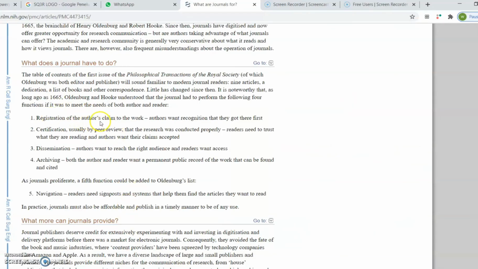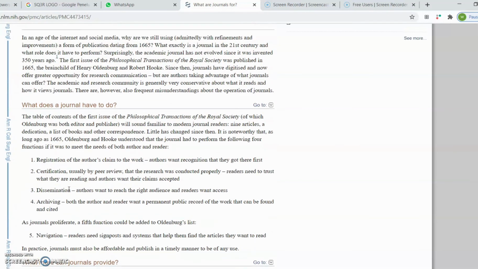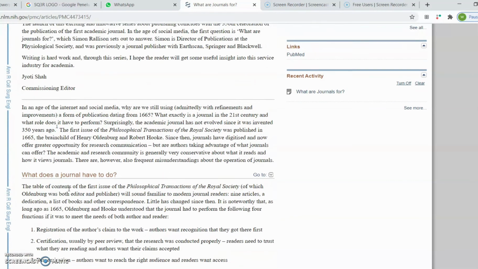Here's the answer. If it was to meet the needs of both author and reader, registration of the author's claim to the work, certification, dissemination, archiving, and so on. And the last method, we can review the concepts in the journal after we are finished reading and reciting.